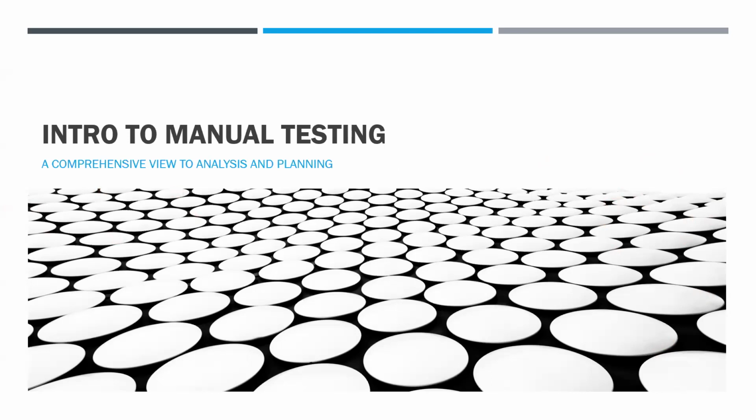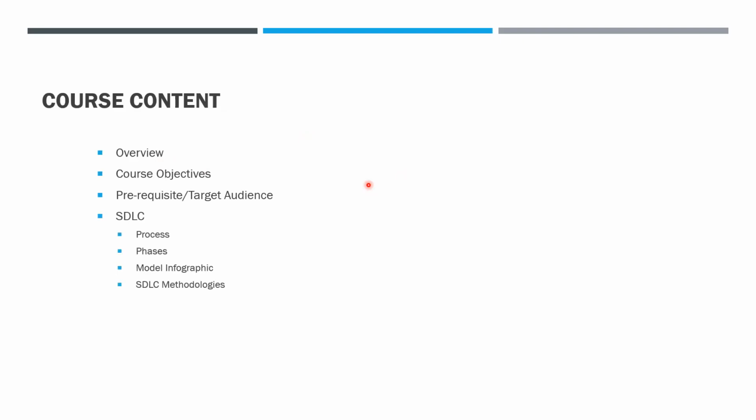Let's go a little bit over what the contents of the course is going to be: the overview, which we were going over just a moment ago, and the course objectives. We're going to talk a little bit about prerequisites and target audience. All right, why don't we talk about prerequisites and target audience?